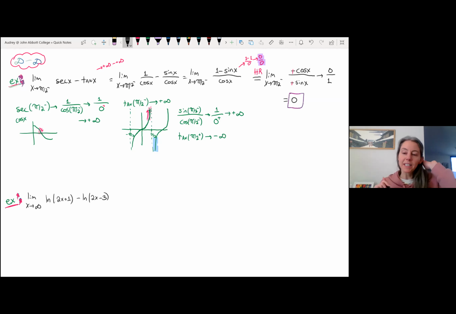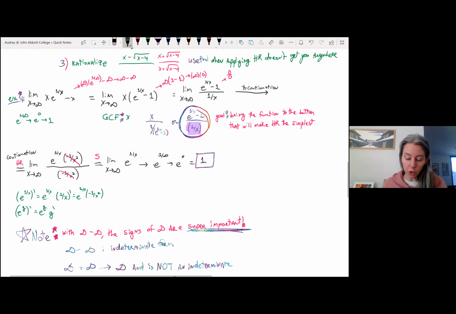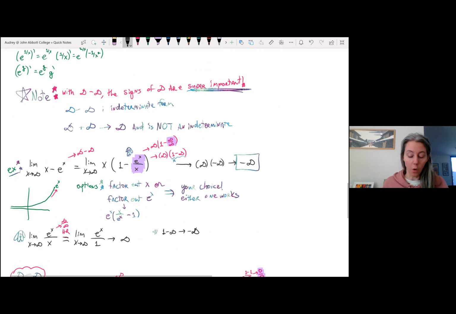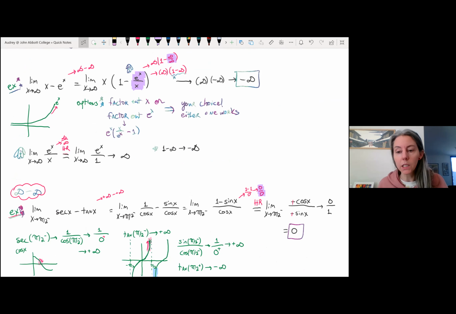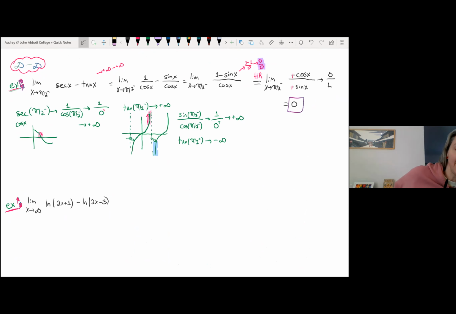Hi guys. So we're still dealing with infinity minus infinity. We've seen how to do it when we factor. So we saw the problem where we factored out the greatest common factor. We saw the problem where we factored out just a random thing to get rid of that infinity minus infinity form. We saw how we could use our trig identities. And now we're going to do one that involves lns.